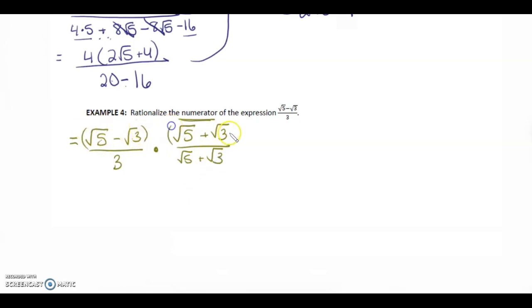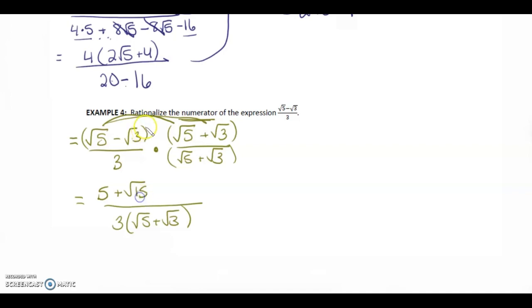Okay, treat these as binomials. In the denominator, I'm just going to write 3 bracket root 5 plus root 3, and we're going to come back to that. But let's go ahead and expand the numerator. So root 5 times root 5 is just 5. Root 5 times root 3 is plus root 15. Minus root 3 times root 5 is minus root 15. And root 3 times root 3 is minus 3.